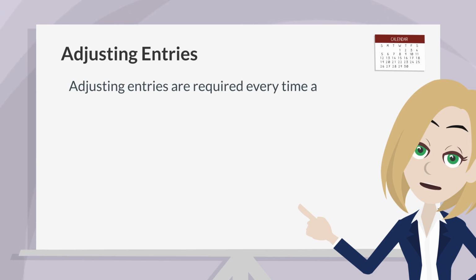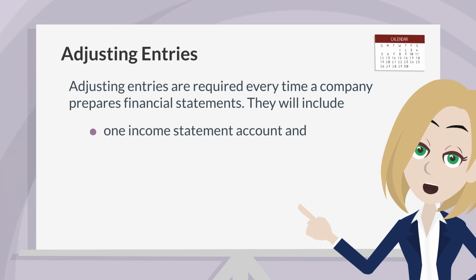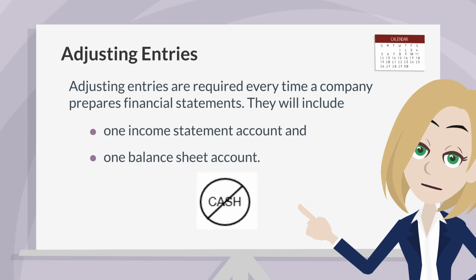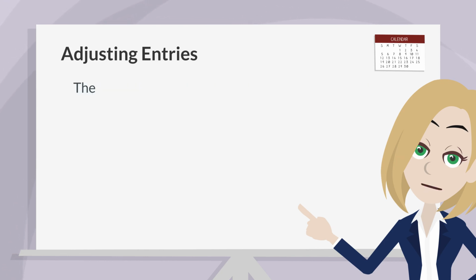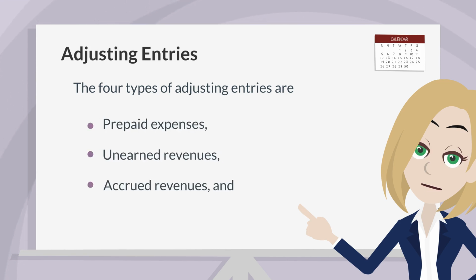Adjusting entries are required every time a company prepares financial statements. They will include one income statement account and one balance sheet account. They do not use cash. The types of adjusting entries are prepaid expenses, unearned revenues, accrued revenues, and accrued expenses.